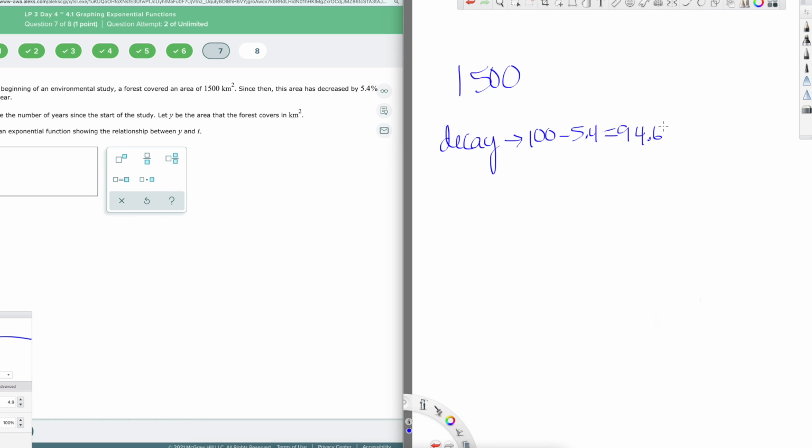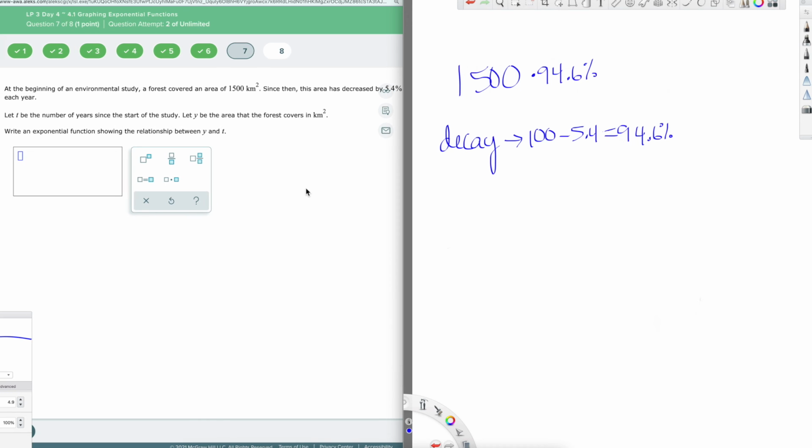So 94.6% of the forest is left over every year. So 5.4% of it decays, but we have 94.6% of whatever we started with left at the end of each year. So this is what we're going to multiply by, this 94.6%. And it's each year.